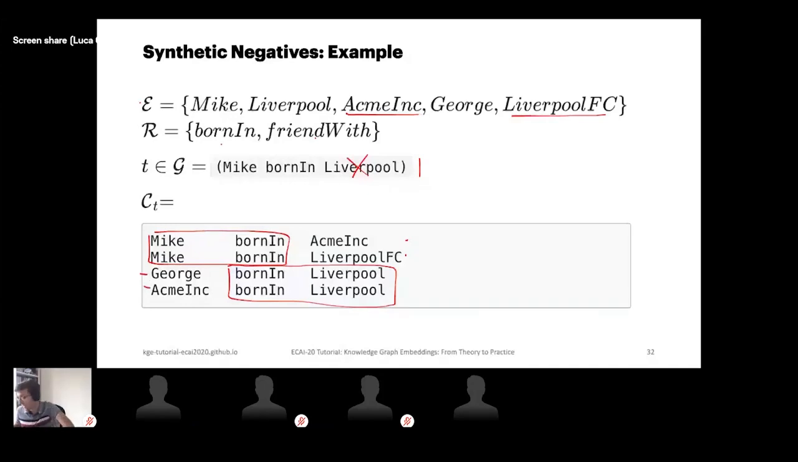Now these are synthetic negatives. Some synthetic negatives may make more sense than others, right? Like this one is a good negative. George born in Liverpool, right? Makes sense, semantically speaking. Acme Inc. born in Liverpool does not. And also, I've never heard of anybody being born in a football club. So this one is also a bit meaningless from a semantics point of view, but it is a false fact, right? So again, this is a quite straightforward way of generating negatives. It may lead to meaningless negatives, not very informative, not very good negatives from a semantics point of view.